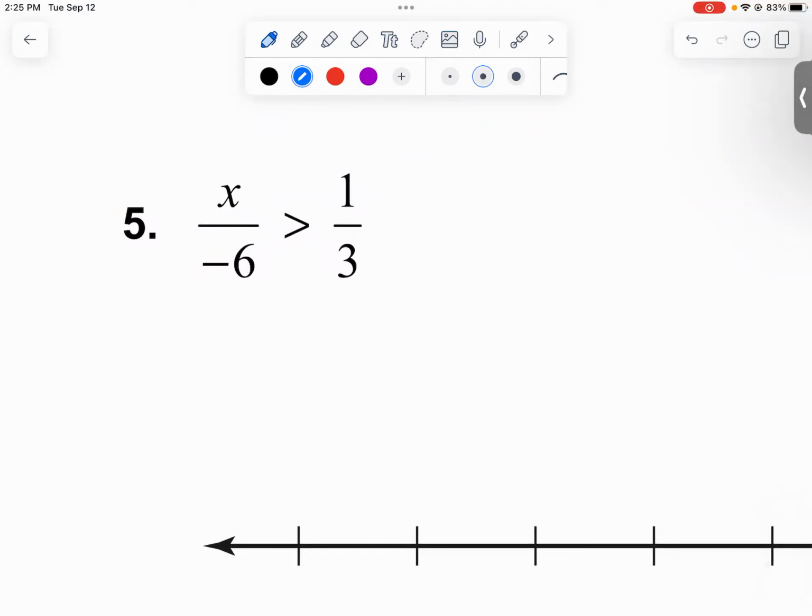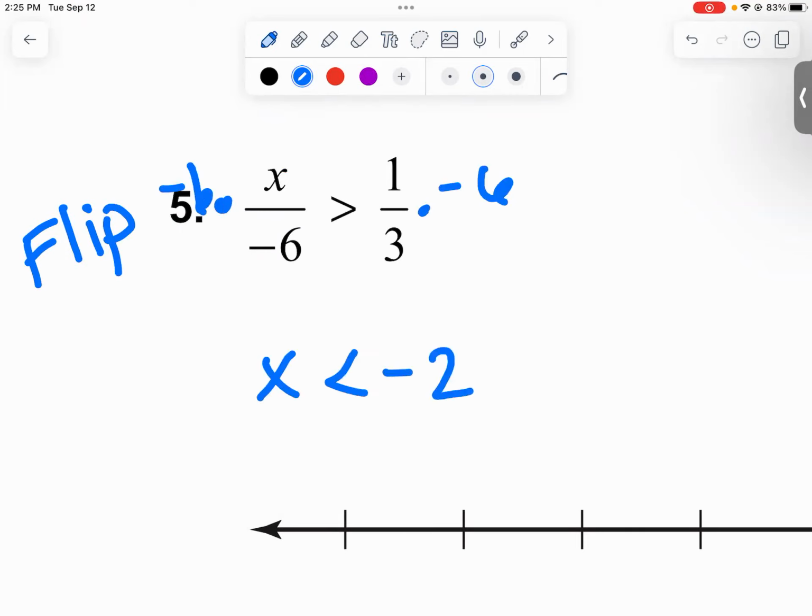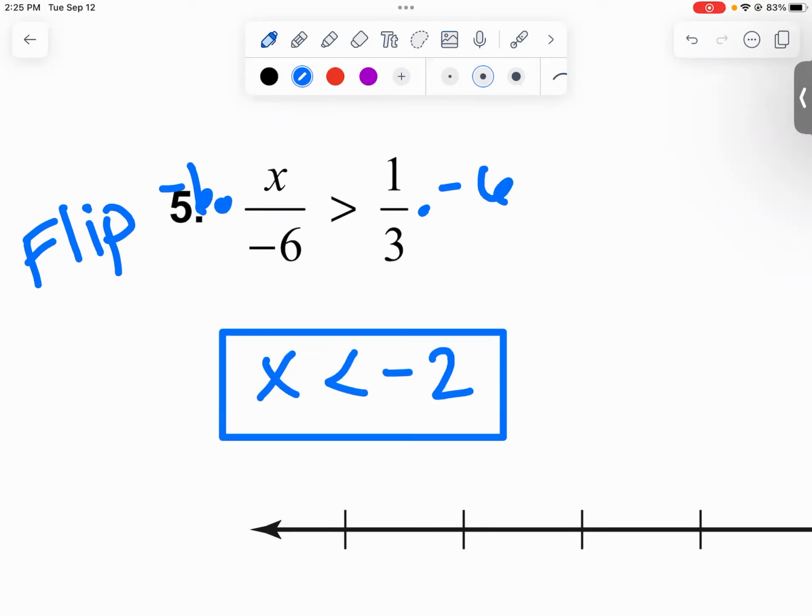Okay. Jaden, number 5, flip or no flip? Why? We need to times by a negative 6. So we are going to flip the inequality sign.